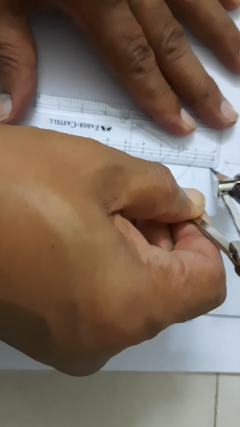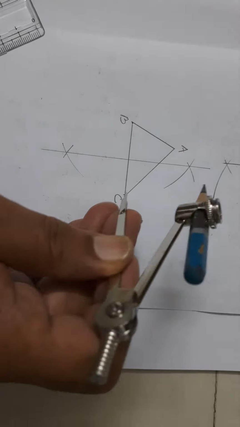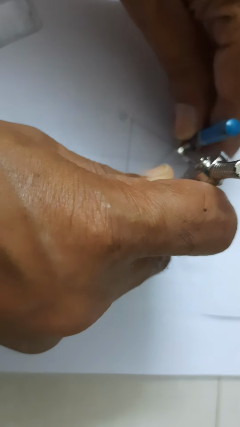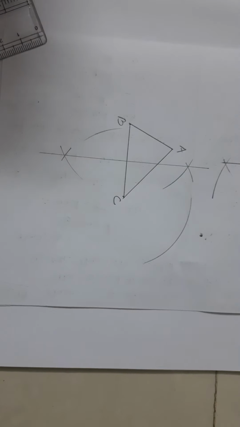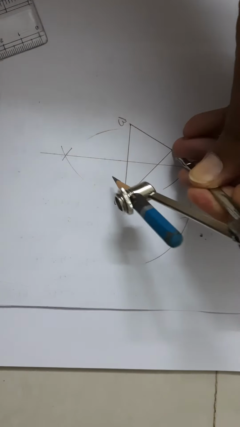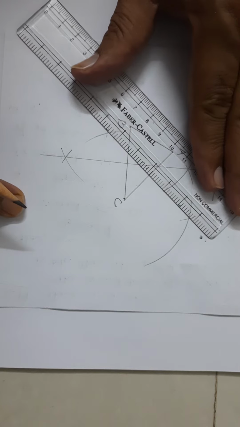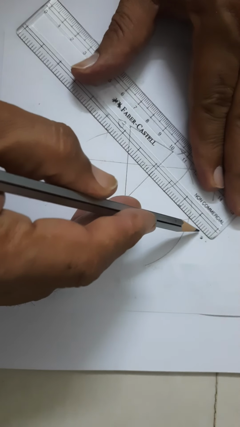Let us draw. Now we draw the perpendicular bisector of either AC or AB. Let's draw it for AC. So one arc on this side, one on the other side. Similarly, one here, one there. And then we construct the perpendicular bisector of AC.